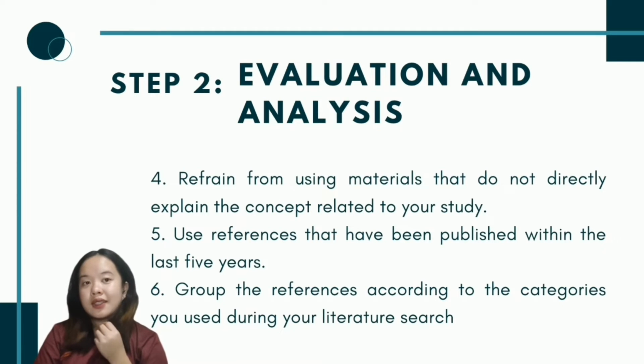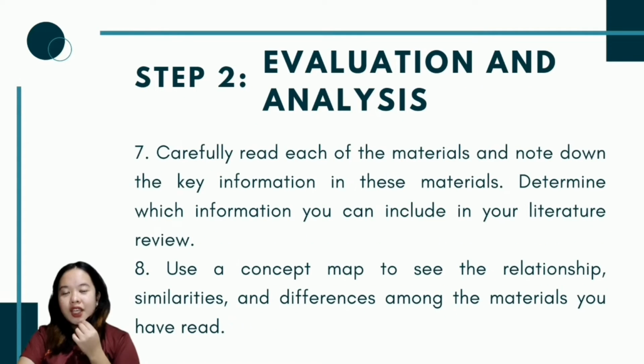Use references that have been published within the last 5 years. Group the references according to the categories you used during your literature search. Carefully read each of the materials and note down the key information in these materials. Determine which information you can include in your literature review. You can use a concept map to see the relationships, similarities, and differences among the materials you have read.